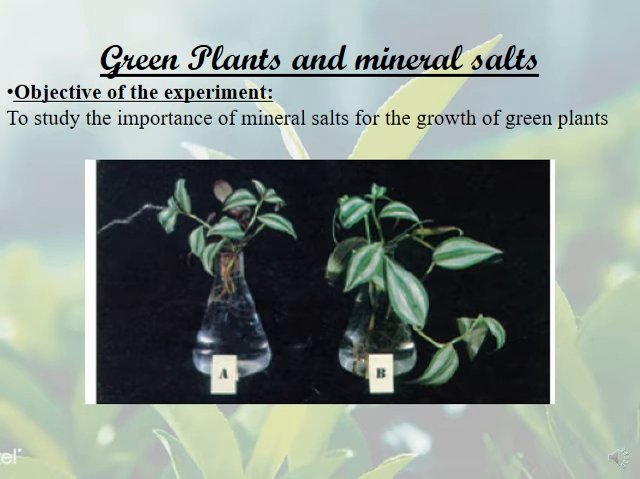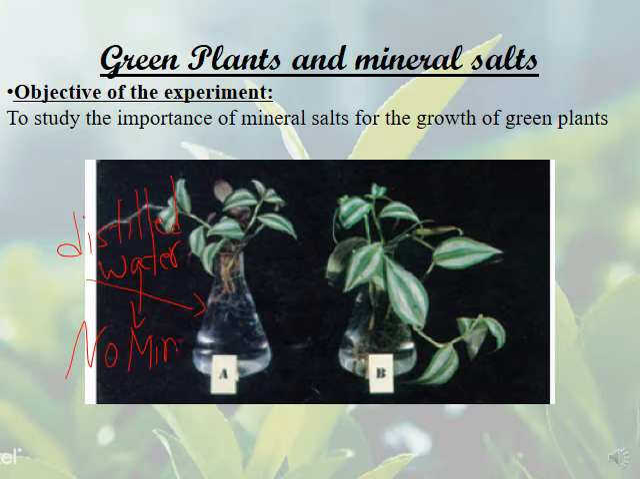Second conclusion was about the mineral salts. So the objective, the aim or the purpose, is to study the importance of mineral salts for the growth of green plants. We have two plants A and B. Plant A was placed in distilled water. What does distilled water mean? Distilled water means that there are no minerals. It contains no minerals. Whereas the second one was placed in mineral water, meaning that it contains minerals.